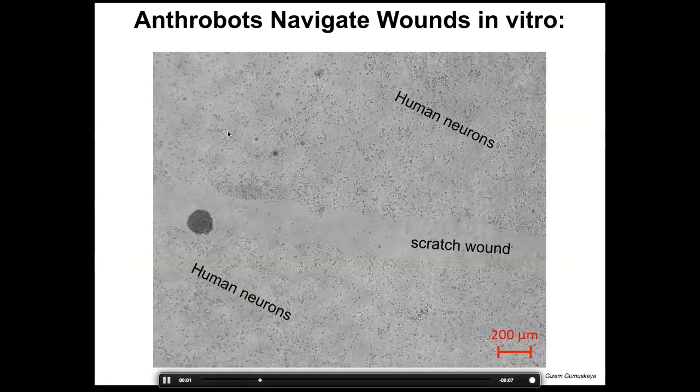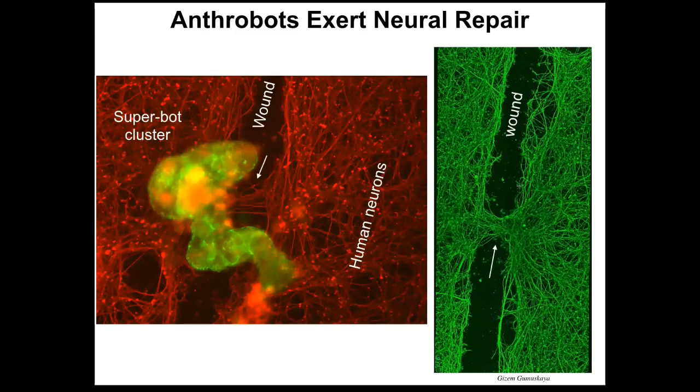First of all, if you plate a dish of human neurons, these are iPS-derived human neurons, and you put a big scratch through it, so you take a scalpel and you put a big wound in, what you find is that they traverse the wound, but then they settle, and when they settle, they can form something we call a superbot cluster. Over the next 4 days, they'll sit there and reconnect the 2 sides of the wound. Here you can see, when you lift them up, this is what they were doing. They were healing the gap.